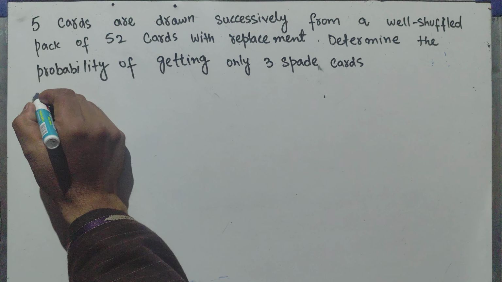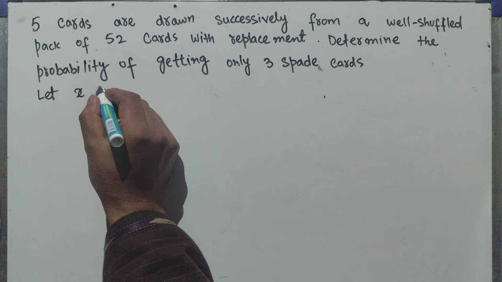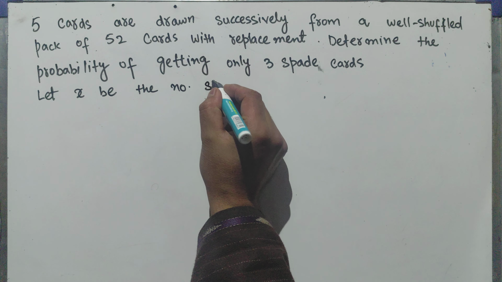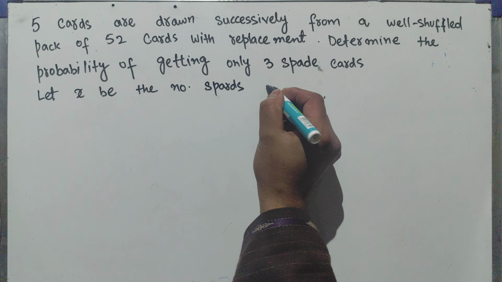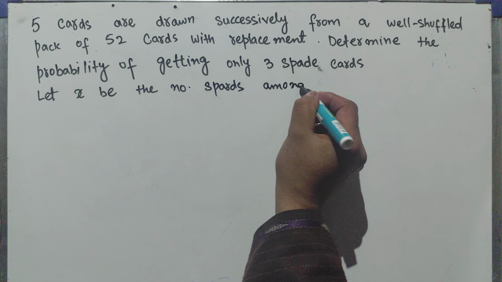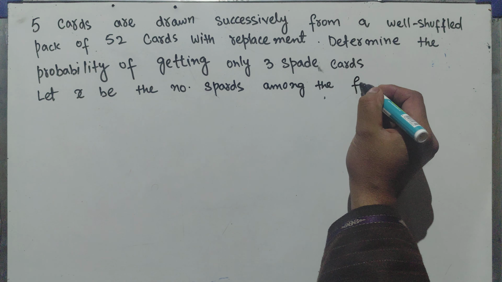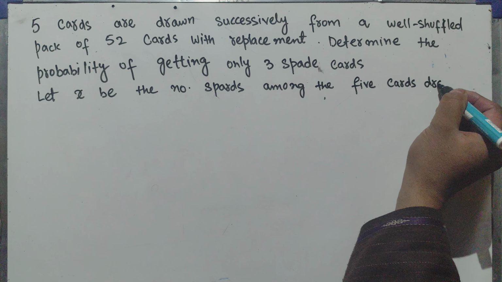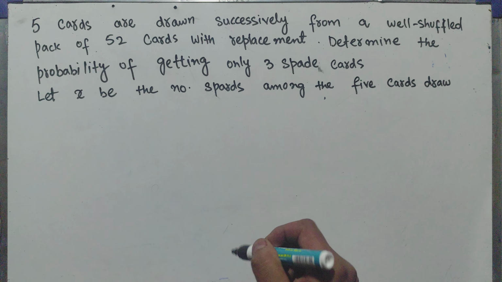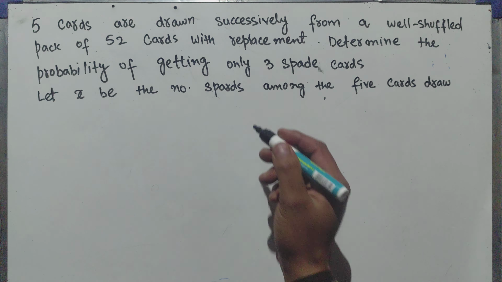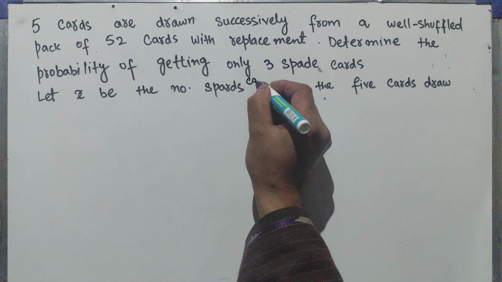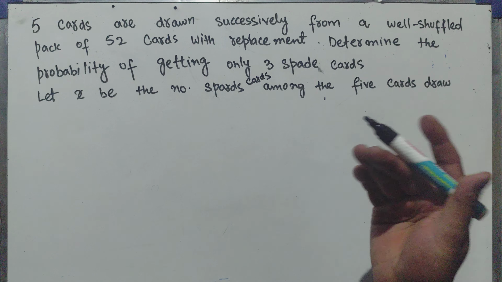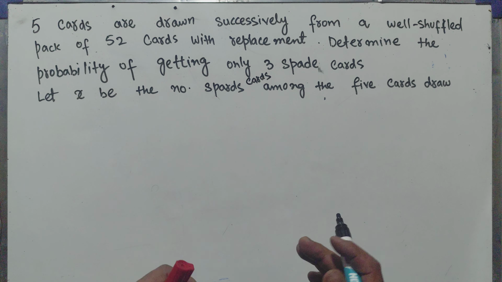Let us suppose X be the number of spade cards among the 5 cards drawn. The cards that we draw, let us suppose X are the number of spade cards among them.